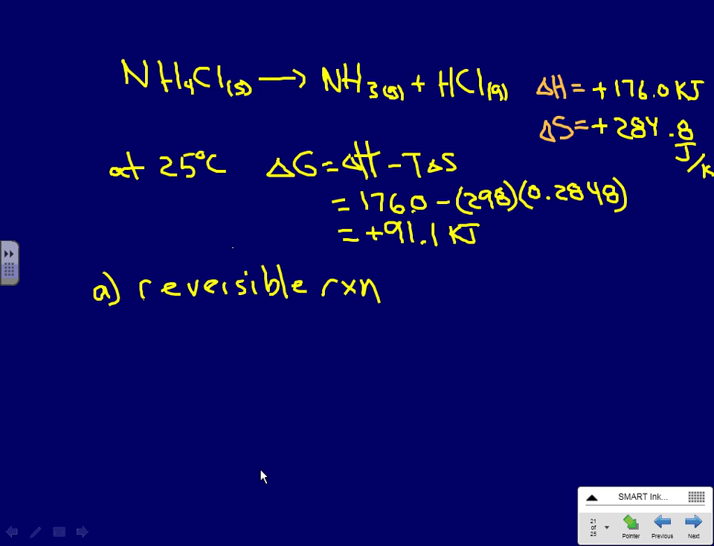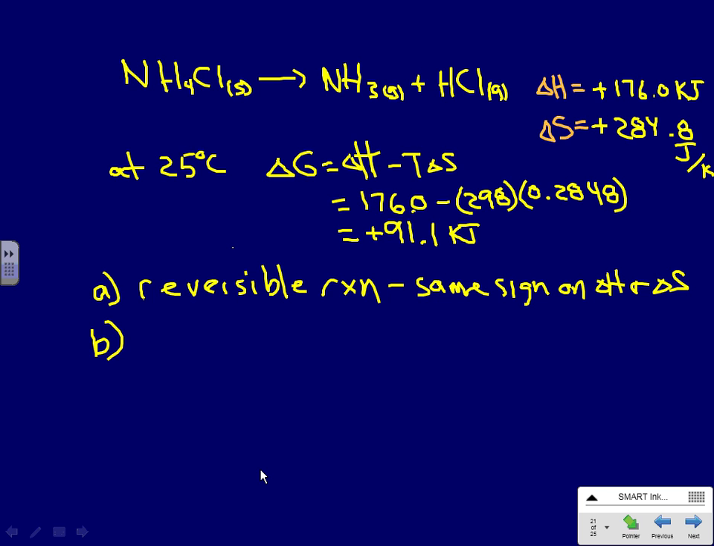At 25 degrees Celsius, it's non-spontaneous. It's got a positive delta G. But it has the ability to be reversible because the signs are the same. One is supporting spontaneity, the other one is supporting non-spontaneity. So it's reversible because we have the same sign on delta H and delta S. I believe B asks, if it's reversible, what's the equilibrium temperature? Is that what it's asking?